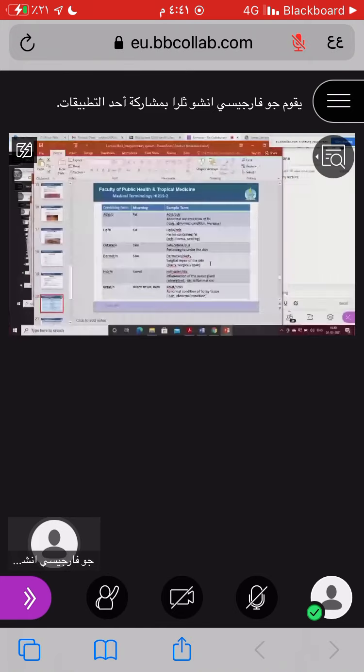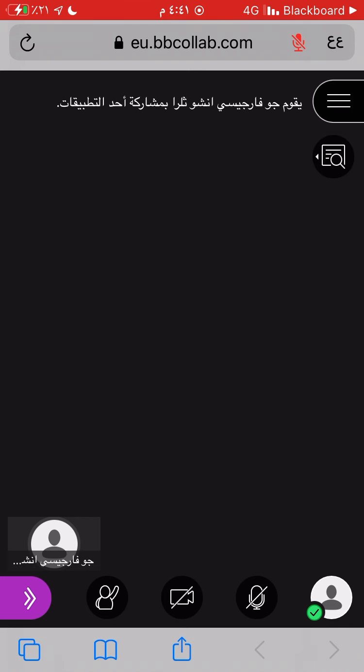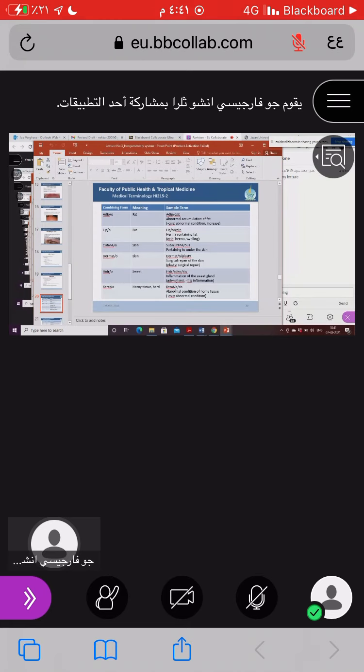See, here also, the first word and the last word. The first word is adiposis, the last word is keratosis. So osis means abnormal.